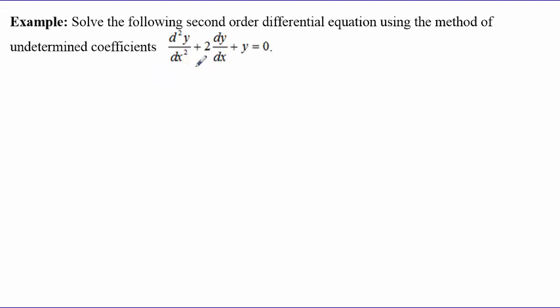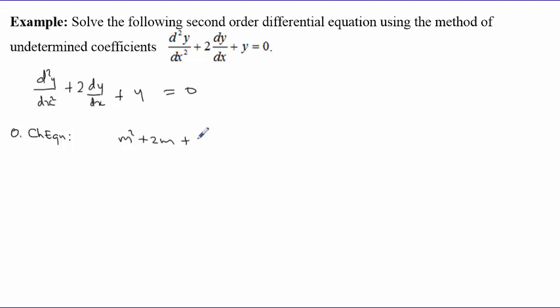Now our next example is as follows. We're given this differential equation: d2y dx2 plus 2 dy dx plus y equals 0. So now we're going to be a little bit faster. The characteristic equation will be simple: m squared plus 2m plus 1 equals 0.